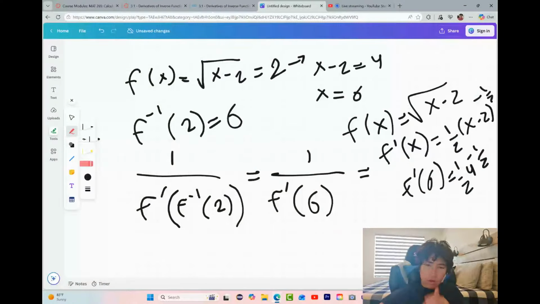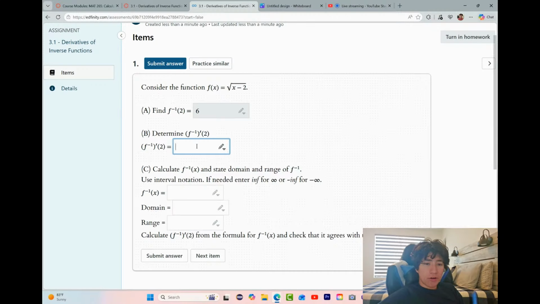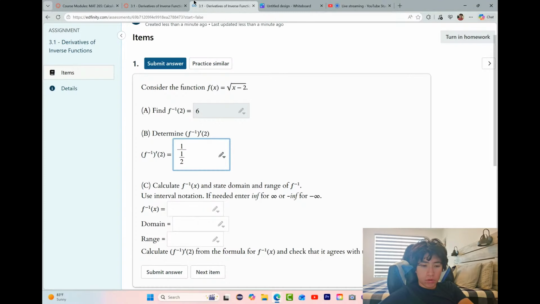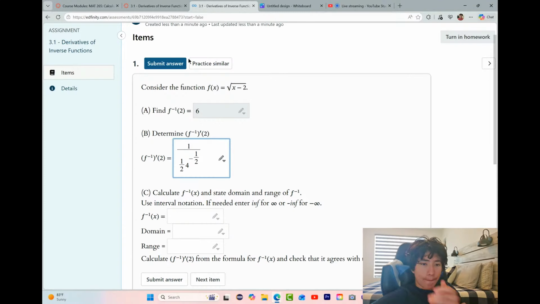So therefore, this is equal to 1 over 1 half times 4 to the power of negative 1 half. You go back here and plug that in. Beautiful.